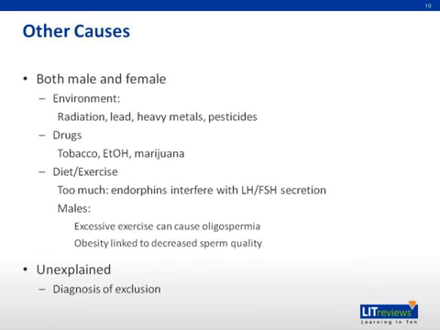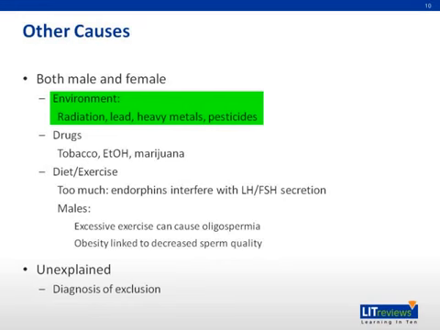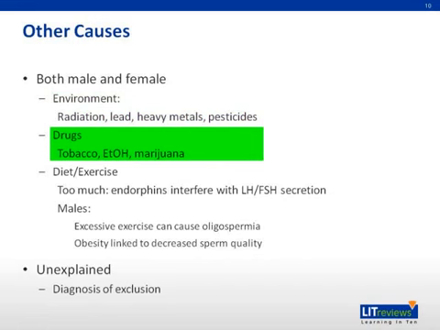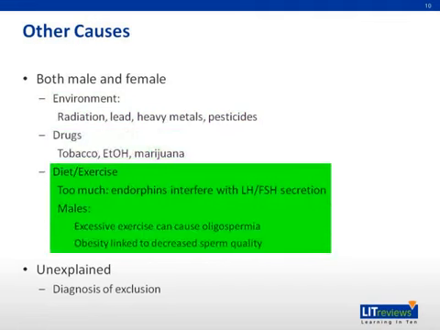This slide is an overview of the causes that affect males and females non-specifically. In the environment, things like radiation, lead, heavy metals, pesticides can all interfere with gonadal function. Drugs like tobacco, alcohol, marijuana can also interfere with sperm function and ovulation. Diet and exercise can also cause problems with the axis. When females exercise too much, they can have something called hypothalamic hypogonadism, which is where the entire axis slows down and they have amenorrhea and anovulation.